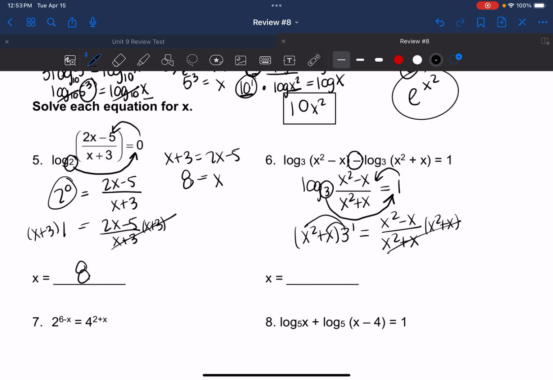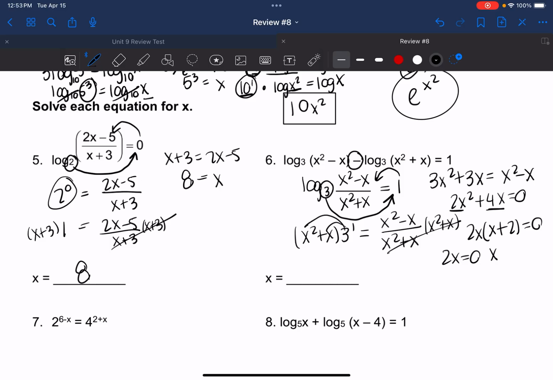So over here, I'd have 3x squared plus 3x equals x squared minus x. So I would subtract x squared, which would leave me with 2x squared, add x, which would give me 4x, equals 0. So in both of these terms, we have at least 2x, so I'm going to factor that out. That would leave me with x plus 2 equals 0. So I have 2x equals 0 and x plus 2 equals 0, which is going to give me 0 and negative 2.